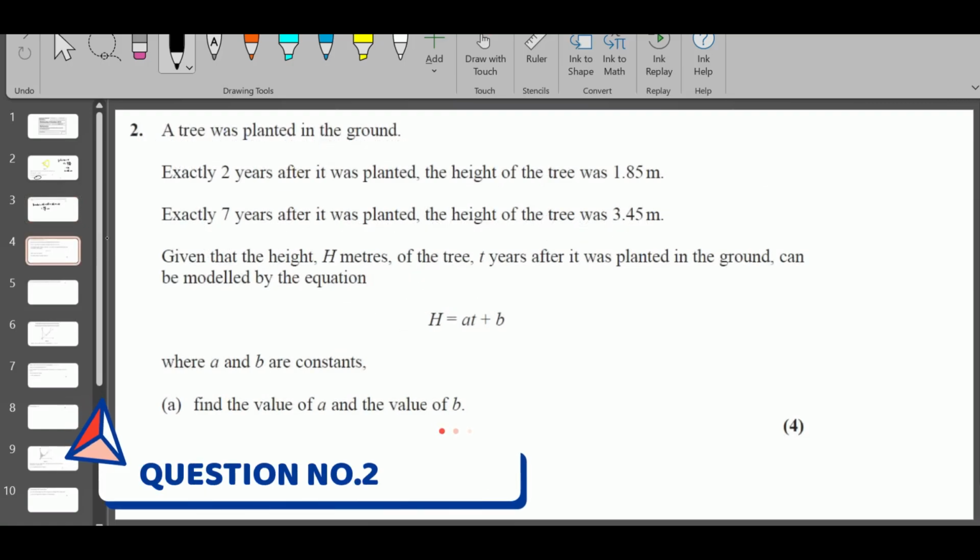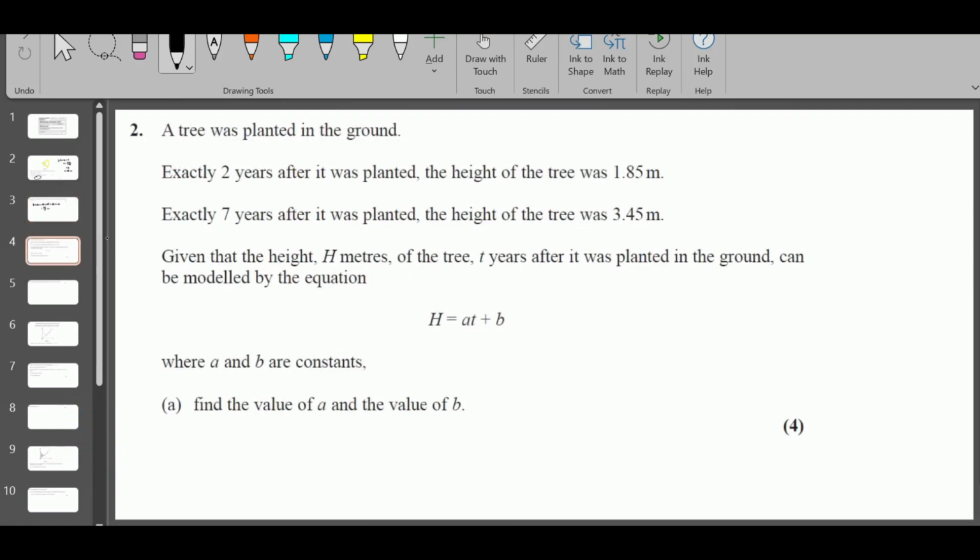Question number 2. A tree was planted in the ground. Exactly 2 years after it was planted, the height was 1.85. 7 years after it was planted, the height was 3.45. Given that h meters of the tree and t years after it was planted in the ground can be modeled by this equation, find the values of a and b. This says when t is equal to 2, height was 1.85. So sub in t is equal to 2, h is equal to 1.85. You will get 2a plus b is 1.85.